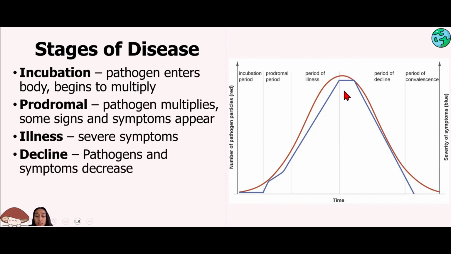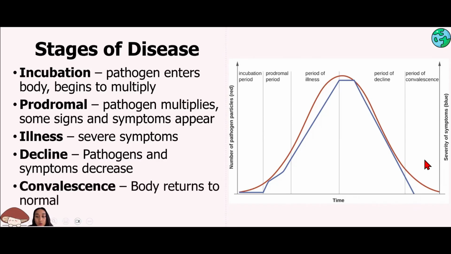And then, of course, the individual starts to get better. Their immune system starts to fight the microbe, and so we have this decline. The number of pathogens declines, the number of symptoms declines. And then finally, we get to convalescence, where the body returns to normal. At one point, you're not going to have any more symptoms, and the amount of microbe is low enough. So those are the 5 stages of disease.